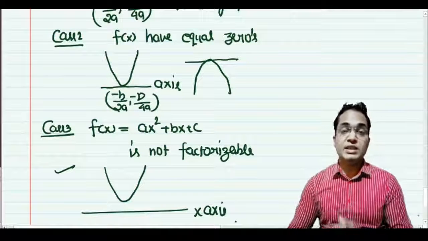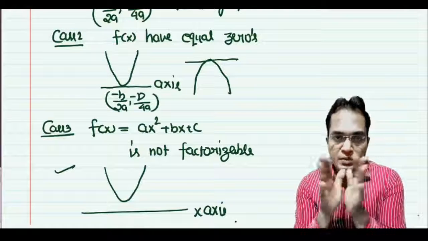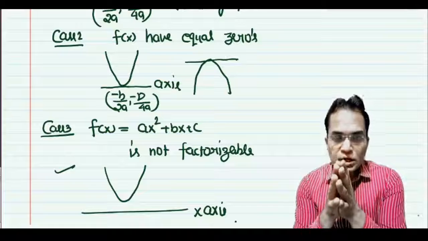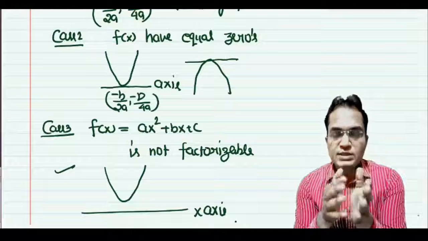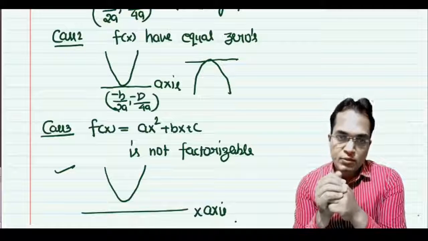These are the basic features of the graph of the quadratic. You have to memorize all the basic features, how to draw a parabola, what is the geometry of the parabola, and the basic nature of the parabola.